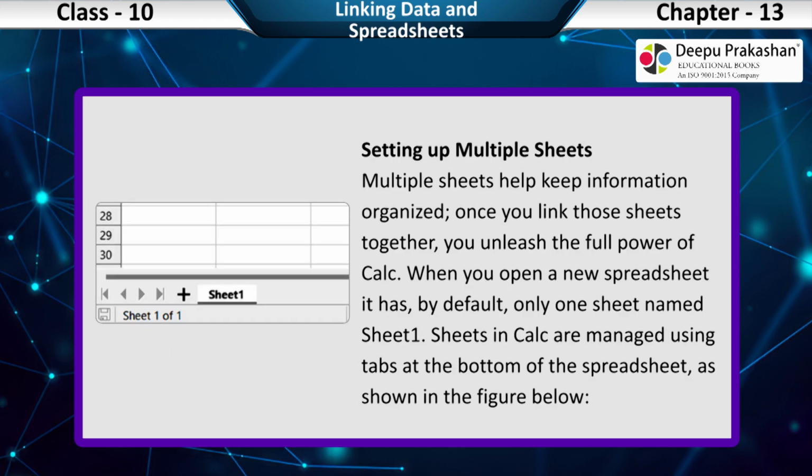Setting up multiple sheets. Multiple sheets help keep information organized. Once you link those sheets together, you unleash the full power of Calc. When you open a new spreadsheet, it has, by default, only one sheet named Sheet 1. Sheets in Calc are managed using tabs at the bottom of the spreadsheet, as shown in the figure below.